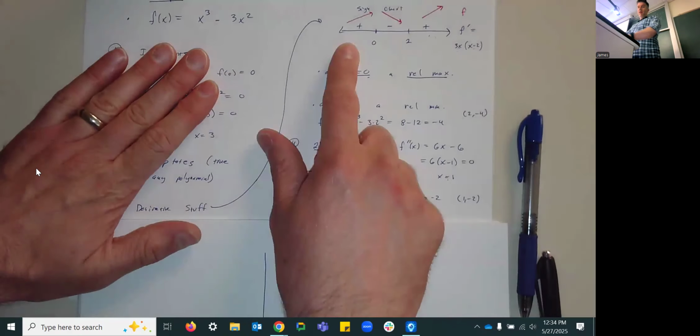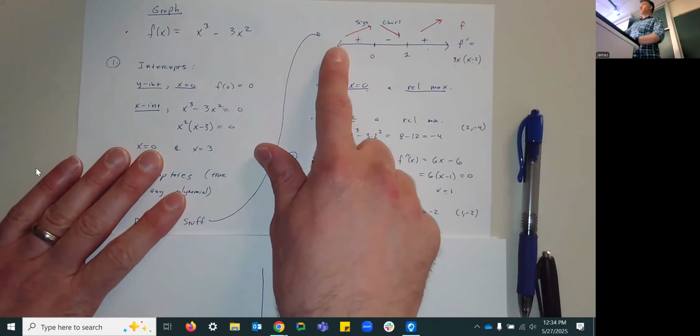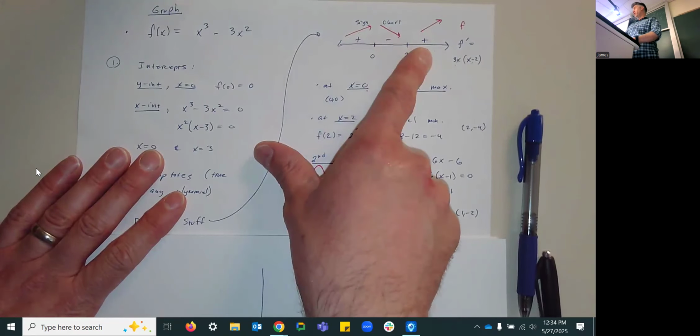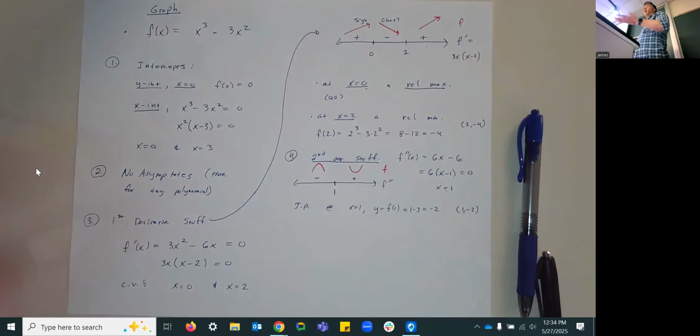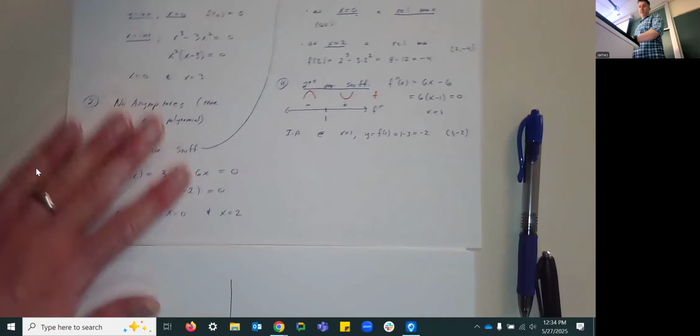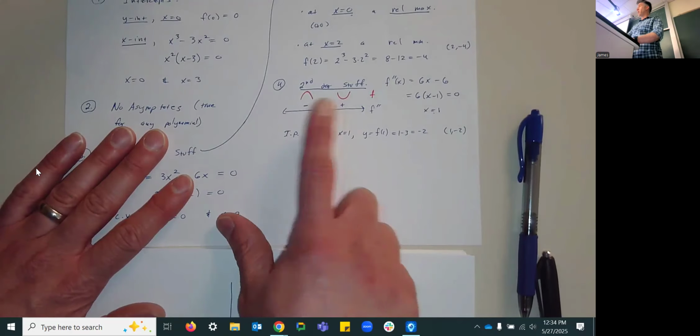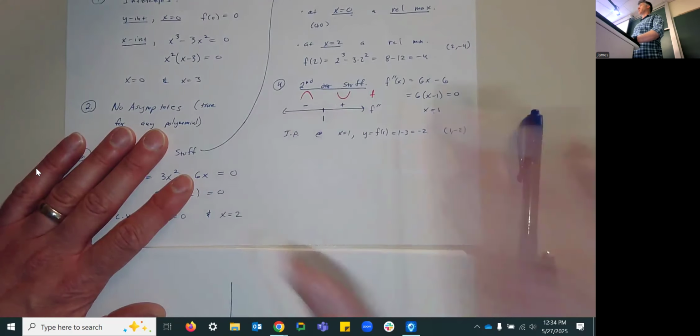For a relative maximum, the first derivative has to go from positive to negative, from left to right. For a relative minimum, it has to go from negative to positive, left to right. For an inflection point, the order doesn't matter. It's an inflection point whether it goes from concave down to concave up, like it did here, or if it was concave up to concave down from left to right. Either way, we still just call it an inflection point.